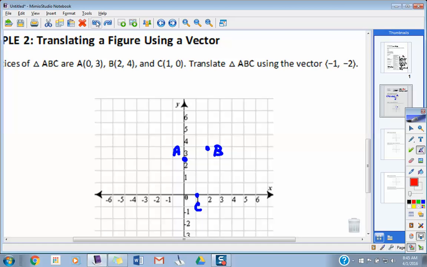Let me fix this quickly. Okay, A to B right here. Boom. B to C, boom. There's a triangle right there. That's the triangle that's formed, ABC.